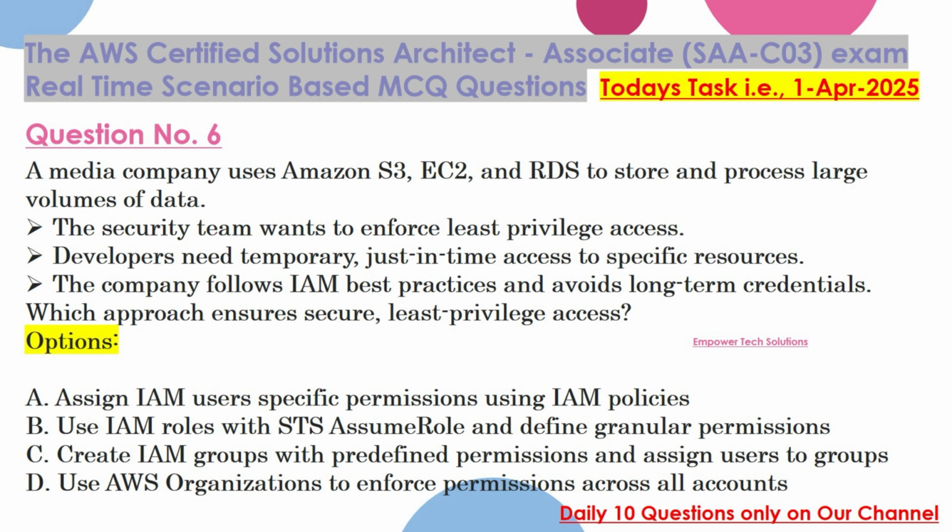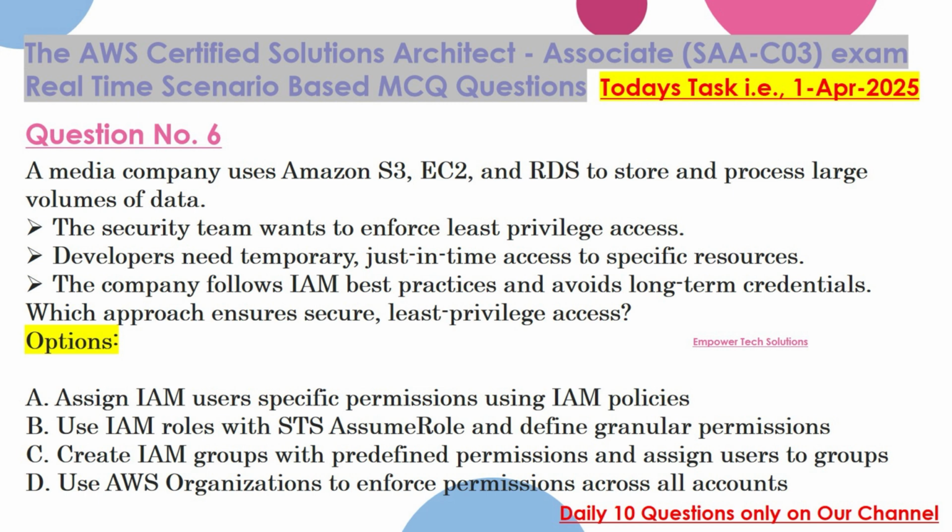Developers need temporary, just-in-time access to specific resources. The company follows IAM best practices and avoids long-term credentials. Which approach ensures secure, least privilege access? Options: A. Assign IAM users specific permissions using IAM policies. B. Use IAM roles with STS assume role and define granular permissions.